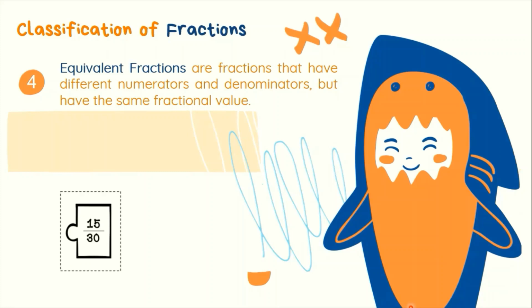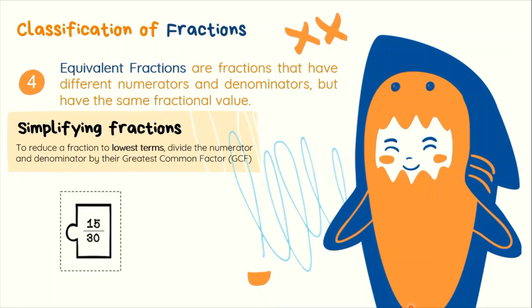Usually, ang mga numerators and denominators na may mas malaking numbers ay mayroong corresponding na fractions na may mas maliit na numerator at denominator, pero pareho lang talaga yung value nila. Because these fractions na may malaking number as numerators and denominators can be further reduced to its lowest term, or it can be simplified. To reduce a fraction to its lowest terms, divide the numerator and denominator by their greatest common factor, which is called the GCF.